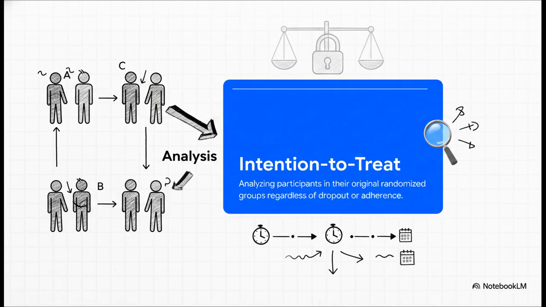This is the mandatory, gold standard, conservative approach for randomized controlled trials. It means analyzing every single participant in the exact group they were originally randomized to, regardless of whether they dropped out, stopped taking the meds, or barely adhered to the protocol. It feels counterintuitive, but it's literally the only way to preserve that pristine prognostic balance we created on day 1.